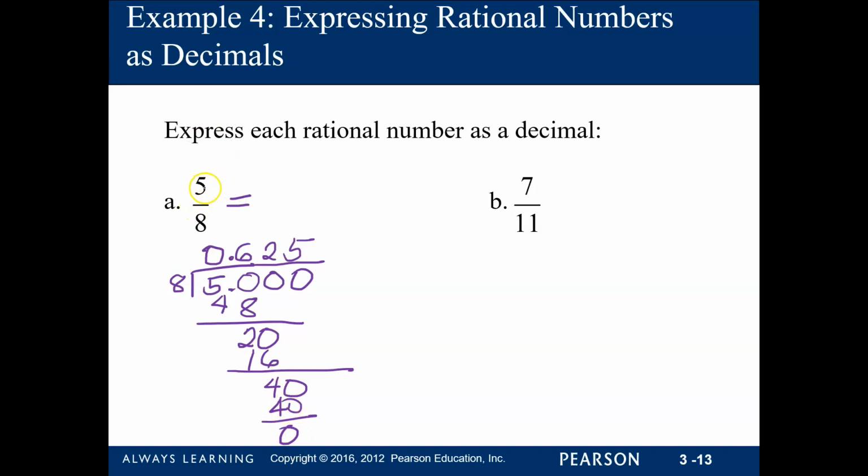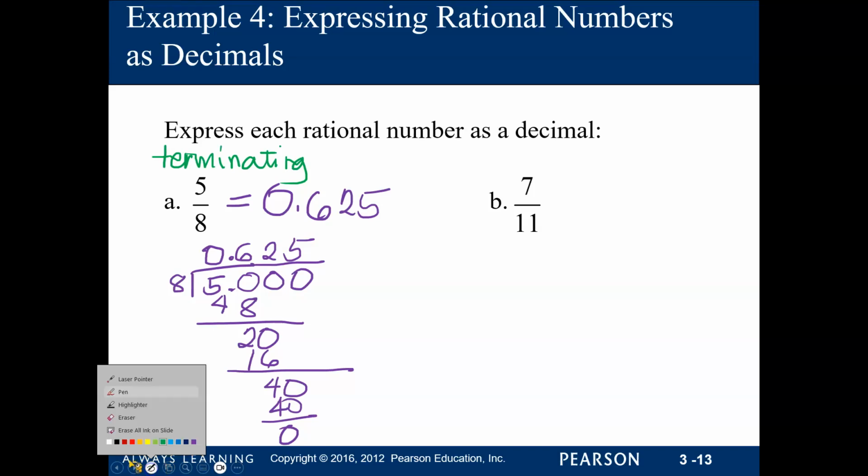And so 5 over 8 is equivalent to 0.625. Now, as you can see, our decimal stopped perfectly. We did not get any remainder. It stopped perfectly. And so this is what we call terminating decimals. Terminating decimals, okay? Because they stopped. All right. Now, let's go on to the next example.